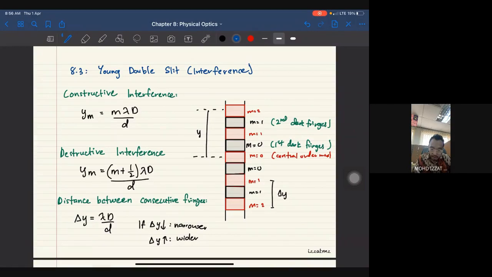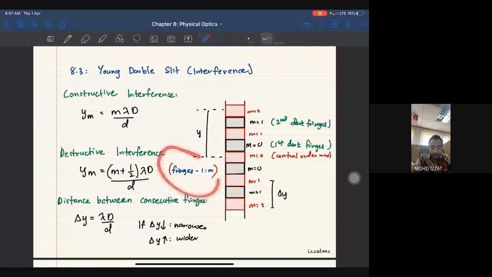So I'm going to write over here: fringes minus 1 is actually the number of order. So when you substitute for destructive interference only, if they give you the number of fringes, you have to minus 1, then substitute inside the equation. Because the question is not difficult, the trickiest thing they can do is this. So please be careful. They will give you the number of fringes most of the time.